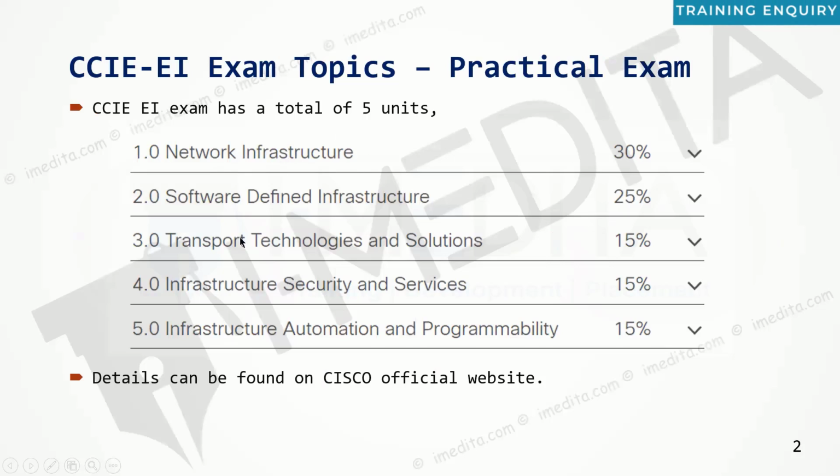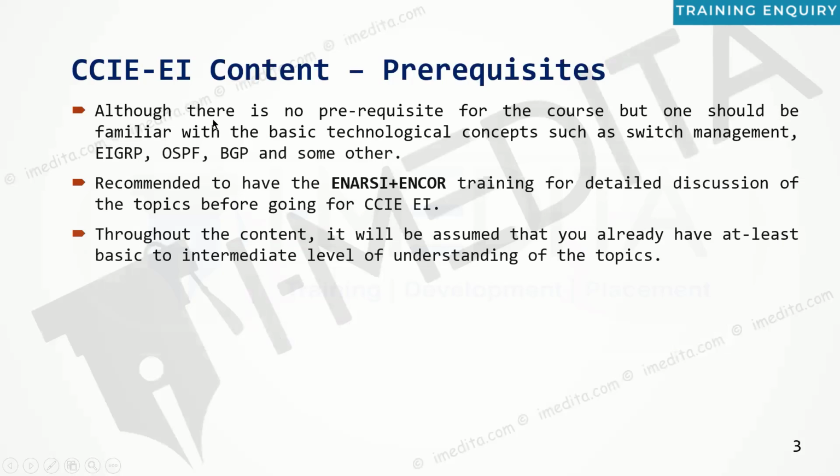So 30% for infrastructure security, then SDN, then transport technology, then services, automation, and programming. Although there is no prerequisite for the course, you should be familiar with basic technological concepts such as switch management, EIGRP, OSPF, BGP, and some others. It is recommended to have CCNA and NRC plus ENCOR training for the detailed discussion of the topics for CCIE EI. Throughout the content, it will be assumed that you have at least a basic to intermediate level of understanding of the topics.